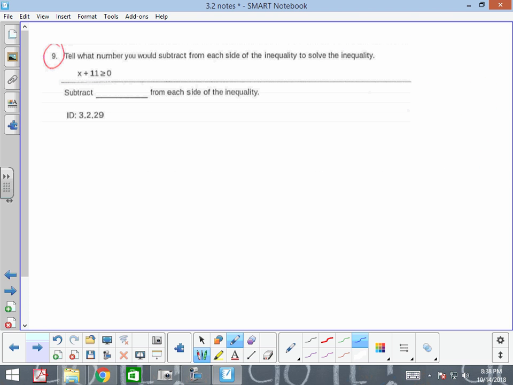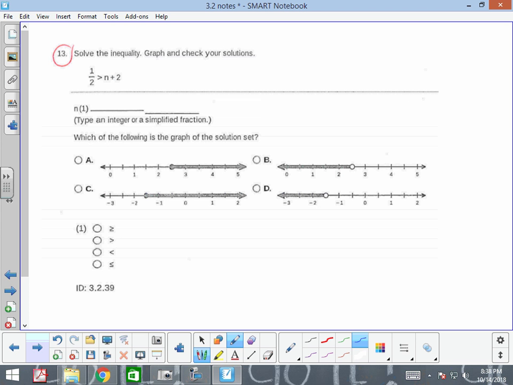All right, number 9 says tell what number you would subtract from each side. Well, we would subtract 11. So make sure you type 11, not -11. It's subtract 11. Okay? All right, 10 and 11 and 12 are similar to problems we already did. So let's look at number 13.